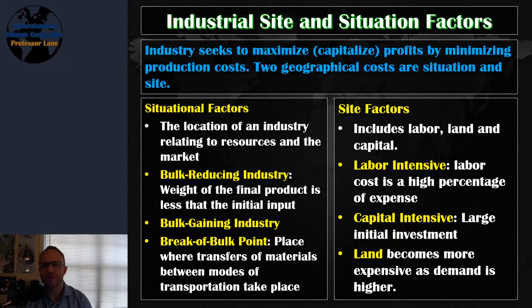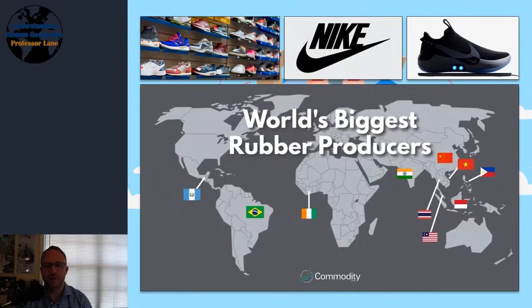Bulk reducing industries are industries where the final product weighs less than the raw materials, therefore it costs less to transport. Bulk reducing industries are often located near the raw materials or process materials in order to reduce the friction of distance. Now, shoe manufacturing is an example of a bulk reducing industry. Today, 90% of rubber is made in Asia, with Thailand and Indonesia being the top producers in the region. This has resulted in a large number of Nike shoes being produced in China, Vietnam, Indonesia, Malaysia, and Thailand.